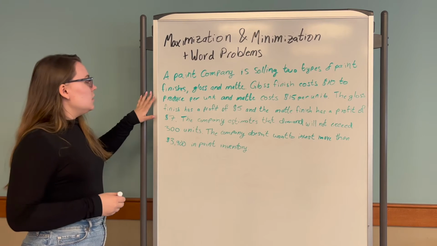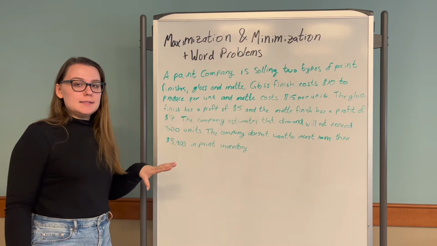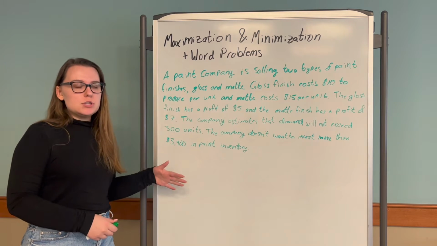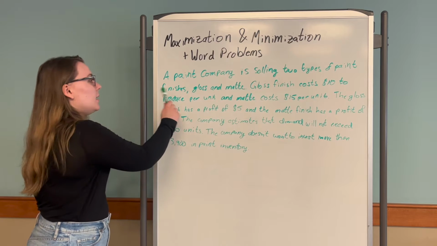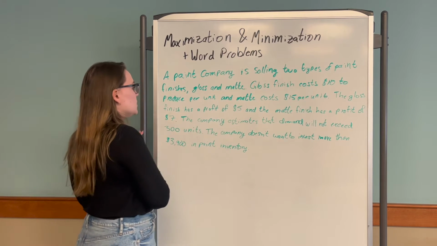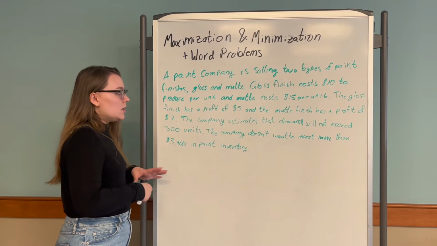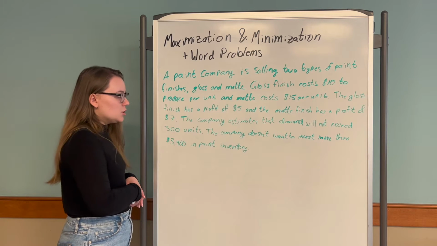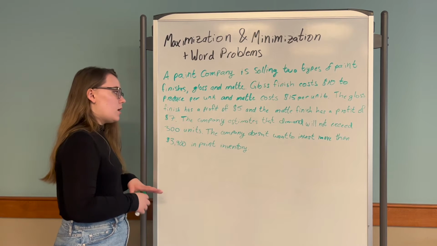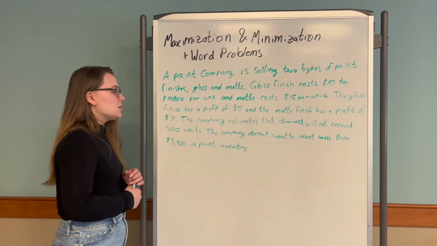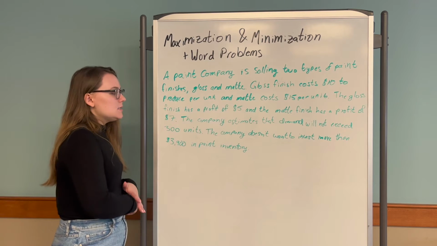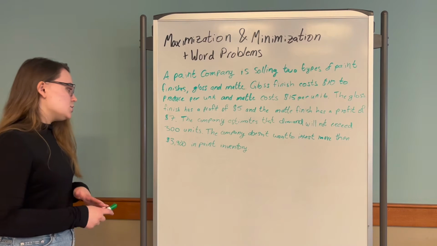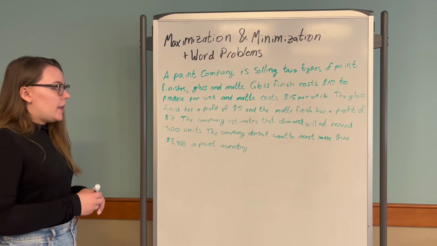All right, here is the word problem we are going to be looking at today. I will also have it typed out in the description below if you wish to read it that way. It says, a paint company is selling two types of paint finishes, gloss and matte. Gloss finish costs $10 to produce per unit and matte costs $15 per unit. The gloss finish has a profit of $5 and the matte finish has a profit of $7. The company estimates that demand will not exceed 300 units. The company doesn't want to invest more than $3,900 in paint inventory.